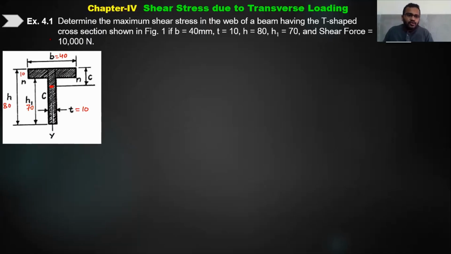And what is the shear load given as? The shear force is 10,000 Newton. So you have to take the shear force value as 10,000 Newton, and you have to calculate the shear stress distribution. Okay. Now first of all, y bar is not given here, so we have to find y bar, right? The location of y bar is not given. So they are asking you to draw the shear stress distribution for this particular cross section.